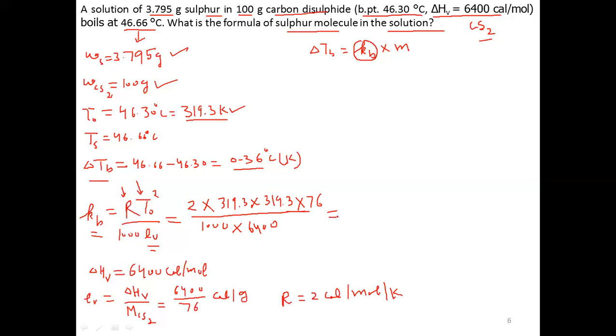If you solve this, its value will come out to be something like, let us see, 2 into 319.3 into 319.3 divided by 1000 divided by 6400. So its value is 0.